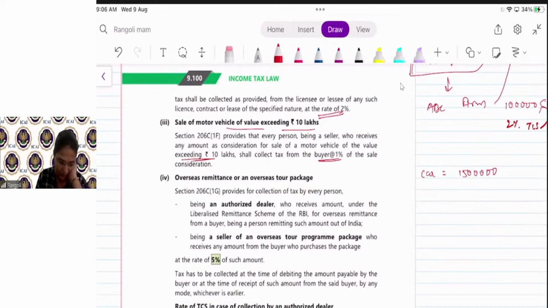So here, the value exceeding 10 lakh is 5 lakh rupees and the rate of TCS is 1%. So the showroom will collect TCS from the buyer at the rate of 1% on 5 lakh rupees. Is that clear, everyone? Yes or no? Please reply.